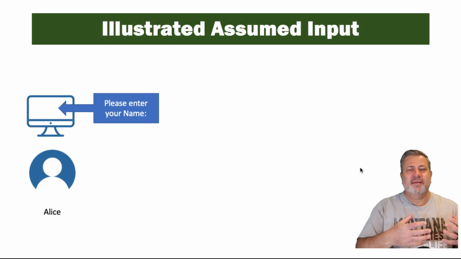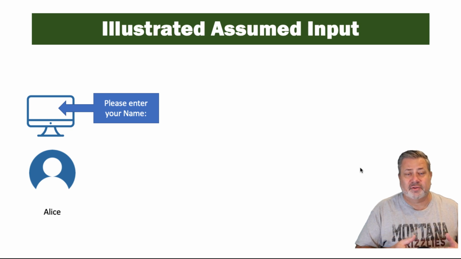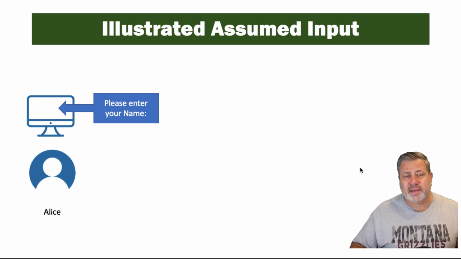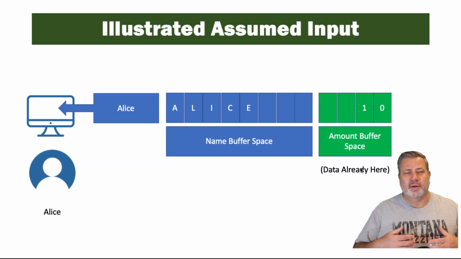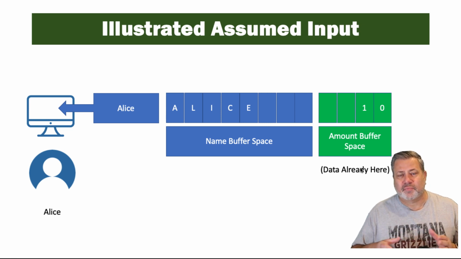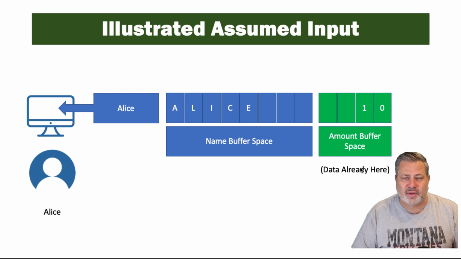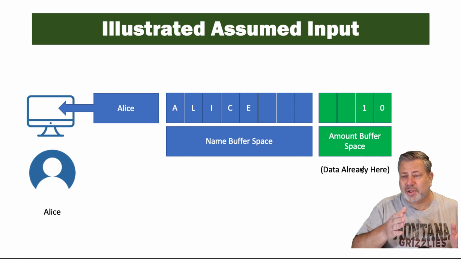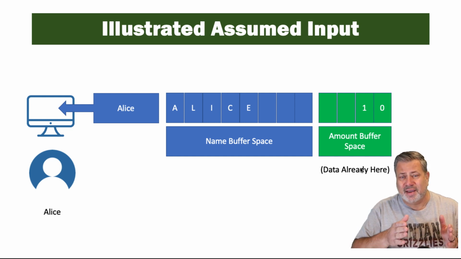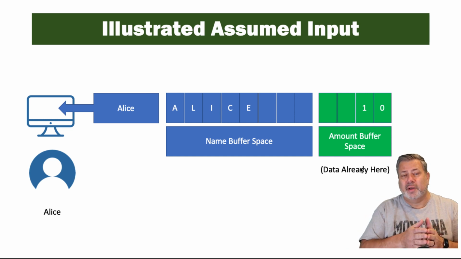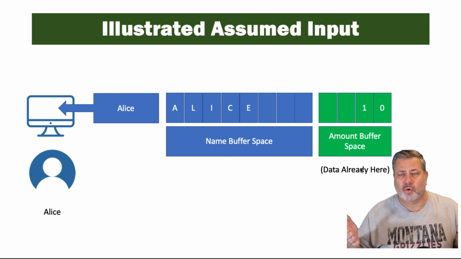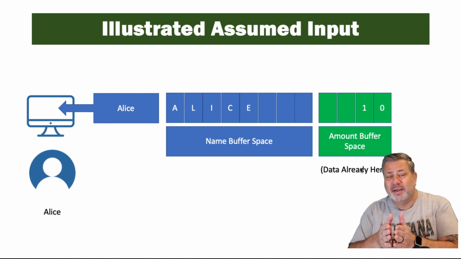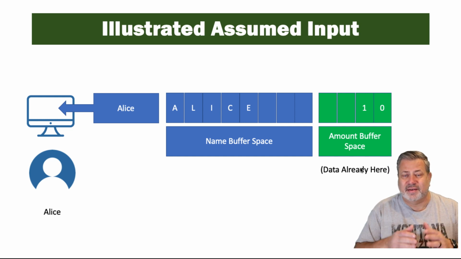In this illustration, we have Alice, who is using a program, and the program asks her to enter her name. Alice puts her name in, ALICE, and we see in that name buffer space there's plenty of space for her name, plus a little bit extra. So we can have a bigger name if we want to. When the programmer allocates the space, it should be big enough for normal names, and maybe it should let people know when there's too much. That's the blue name buffer space.